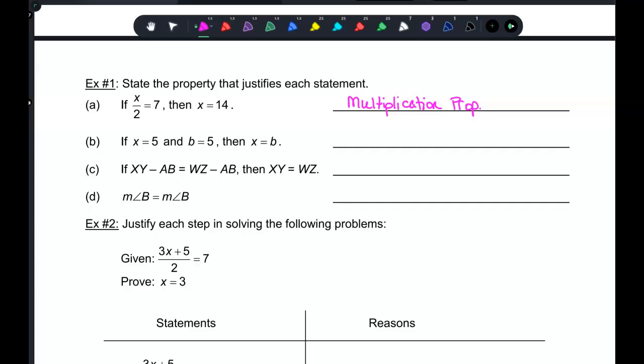Okay, next one. If x equals 5 and b equals 5, then x equals b. Is that what you're going to say? Transitive? Do we have to write equality? Don't worry about writing up equality.